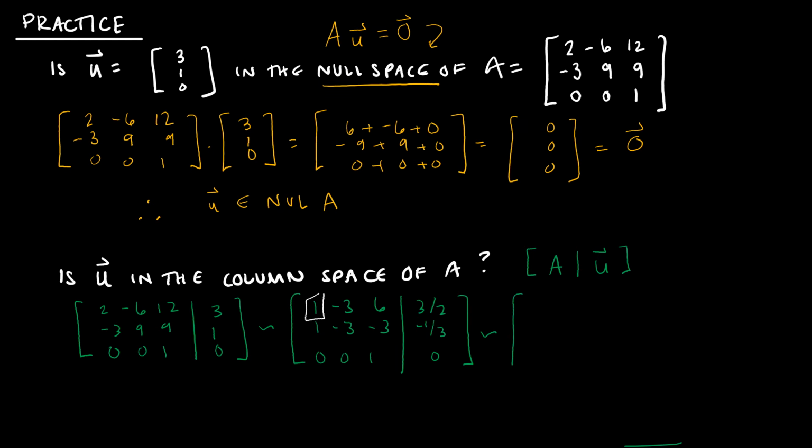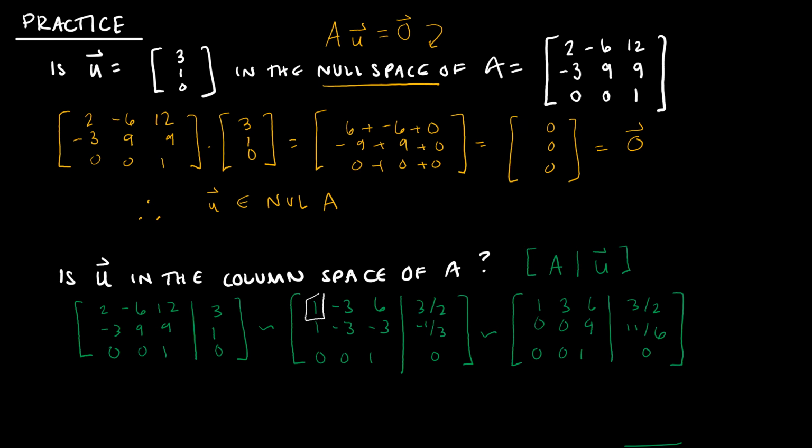If I do another row operation, I'm going to keep this 1, negative 3, 6, 3 halves. And then I'm just going to subtract the two rows. So 1 minus 1 is 0. Negative 3 minus negative 3 is 0. 6 minus negative 3 is 9. 3 halves minus negative 1/3 is 11/6. And this is 0, 0, 1, 0.